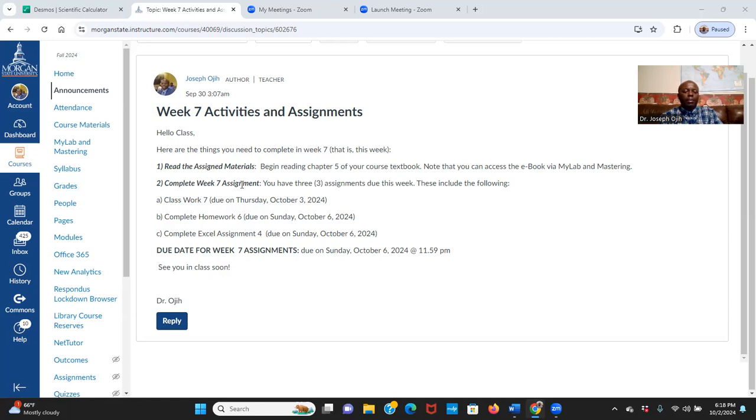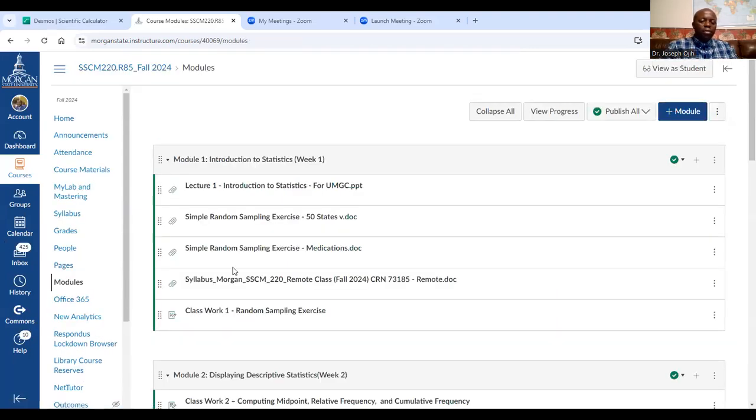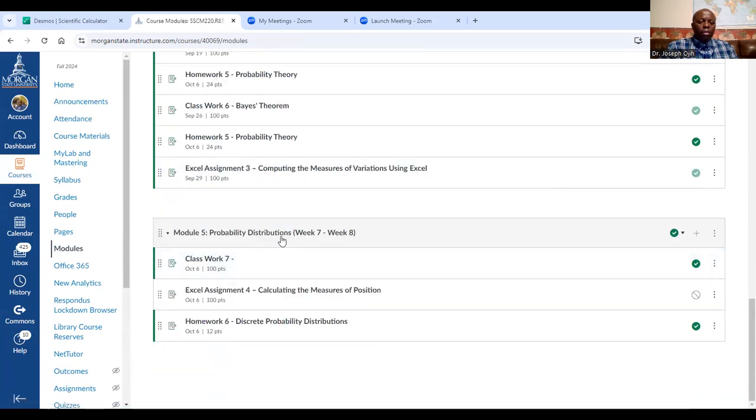For the assignments, there are 3 assignments due this week. Classwork 7, which I will make available after the class is over today. Then homework 6. I'm going to extend the due date for homework 6 to next week. Then complete Excel assignment number 5. I'm sure you already know you can access this by going to the modules and scrolling down to week 7 to 8. So this is where you're going to access all this.